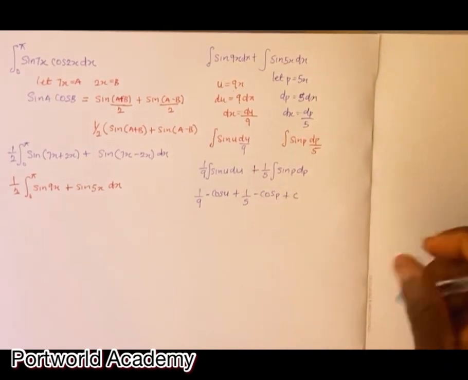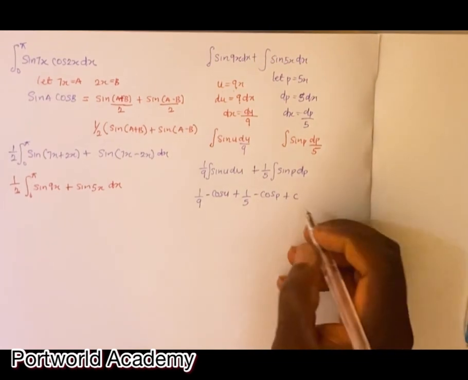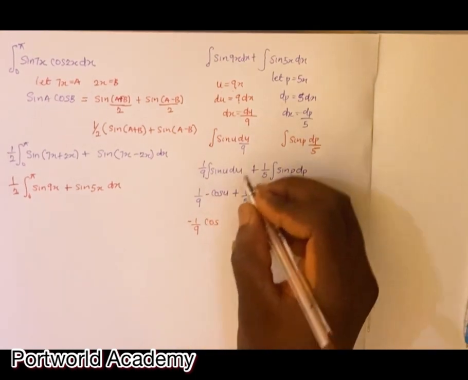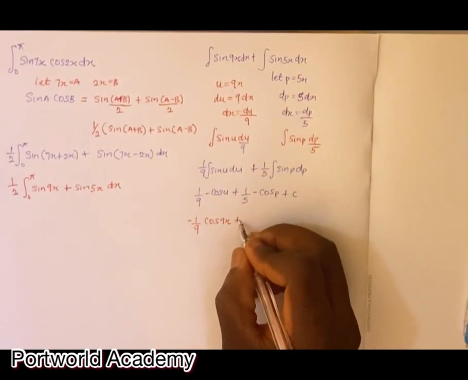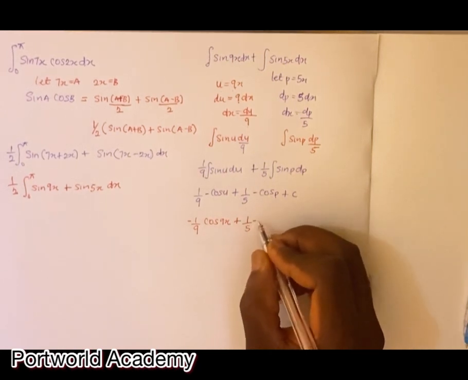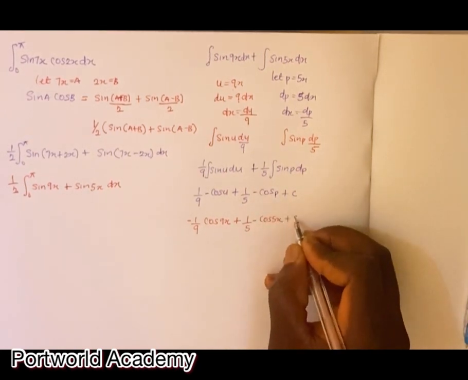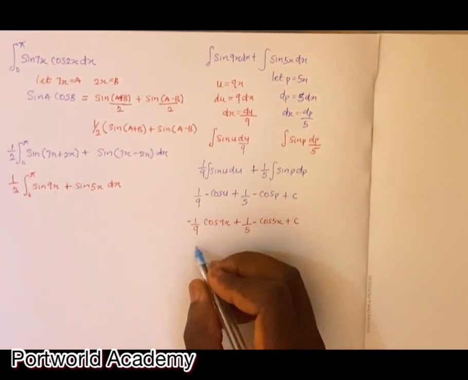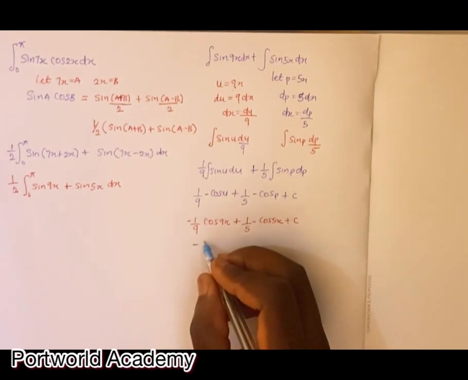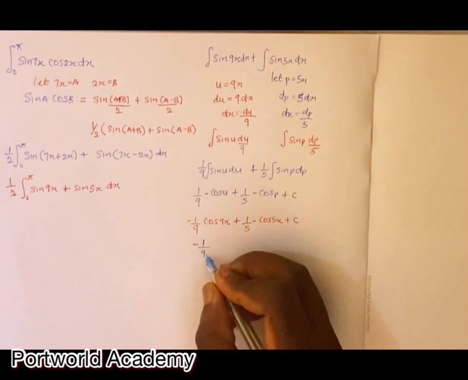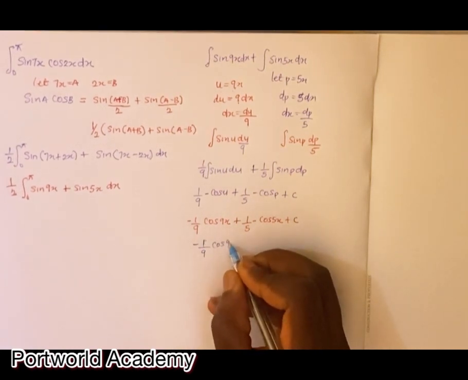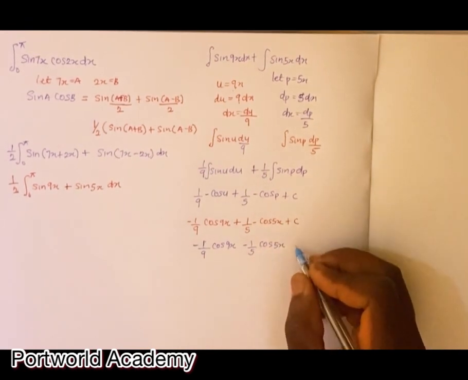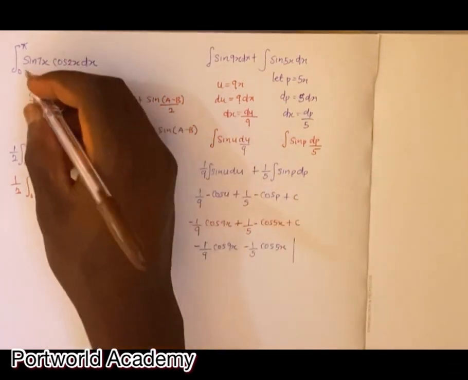Then plus c. No, I said we should neglect this first. So you are going to have minus 1 over 9 cos u, and what's your u? Cos 9x. Then plus 1 over 5 times minus cos 5x, plus c. Exactly. So in this case, bring your minus out. If I choose to bring out the minus, I'm going to have minus in brackets: cos 9x, then plus 1 over 5 cos 5x.